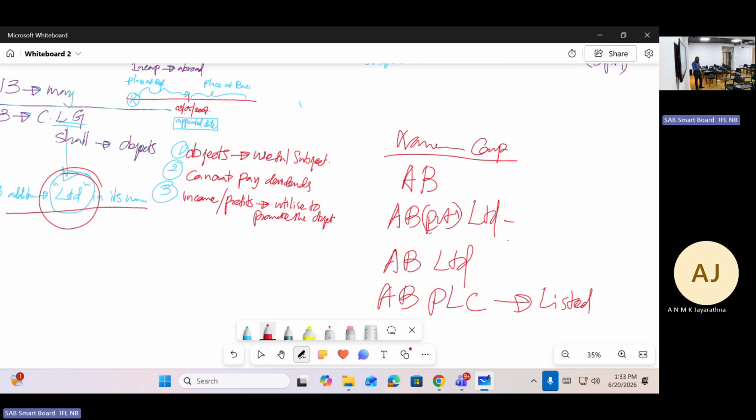Again, public. Listed or unlisted? Unlisted. Public, unlisted. Further divided into two as listed and unlisted. All are public: public listed, public unlisted. What is this company? AB. Limited by guarantee. AB, the company limited by guarantee.